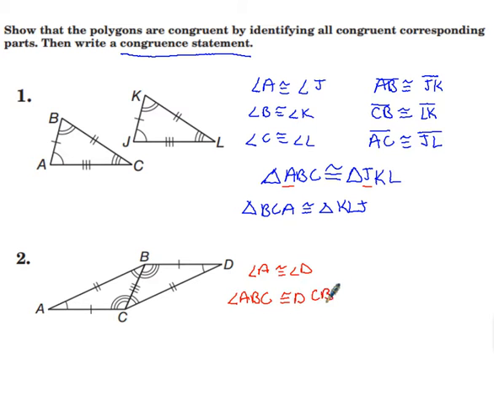And once again, the order very much matters here. If I did ACB, do you see how I went from the angle with 1 mark, the angle with 3 marks, and then the angle with 2 marks?